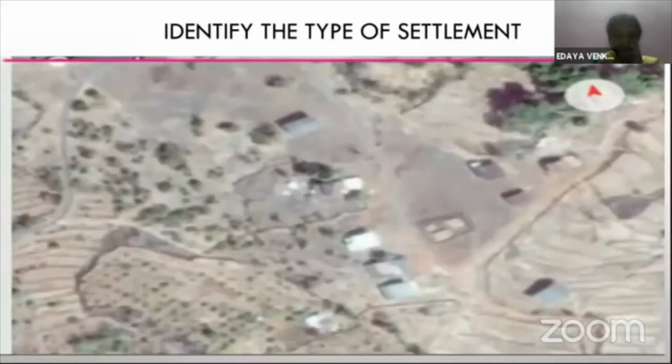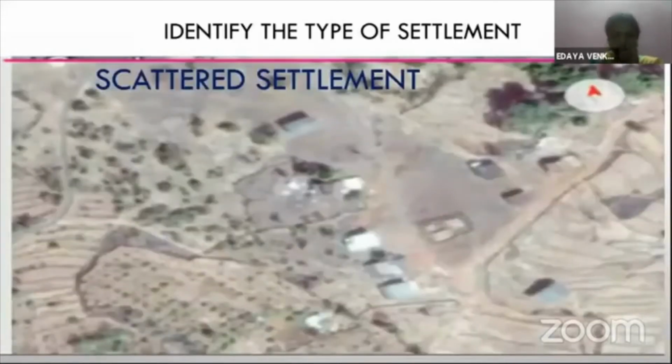What is this? The houses are built with a lot of distance between two houses. So which type of settlement is this? Scattered settlement. Yes, this is scattered settlement.